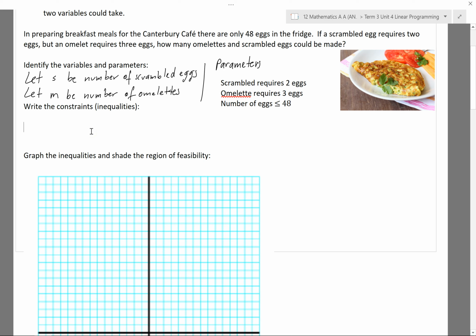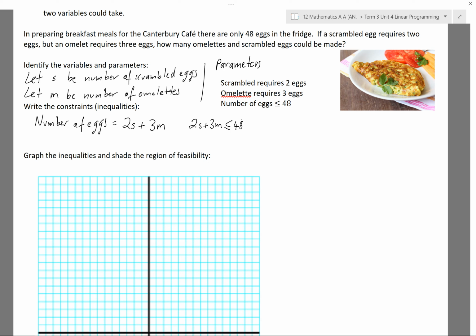I need to write down some constraints. I know that the number of eggs needs to be less than or equal to 48. I also know that the number of eggs that are going to be used, I'm going to make S scrambled eggs, which will take 2S eggs. I'm going to make M omelettes, which will require 3M eggs. And now I can combine this expression for number of eggs with the fact that the number of eggs has to be less than or equal to 48. So 2S plus 3M needs to be less than or equal to 48. So that's my main constraint.